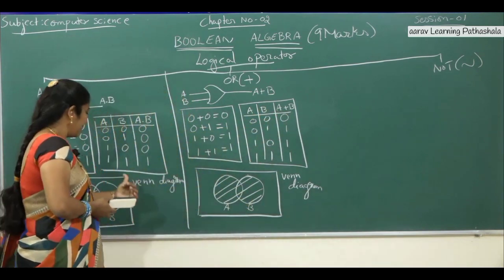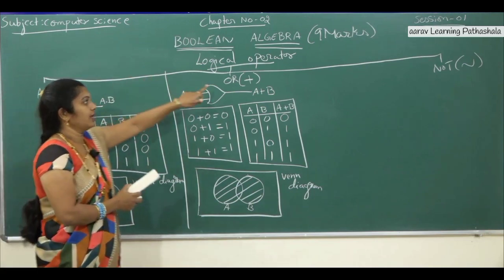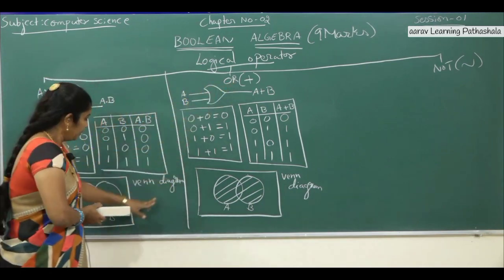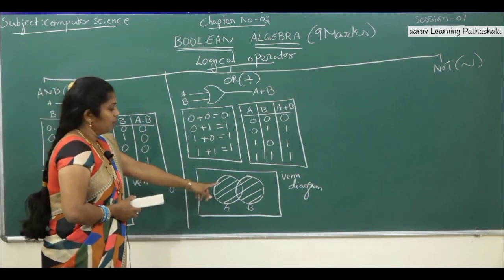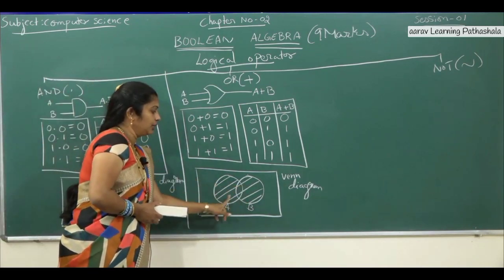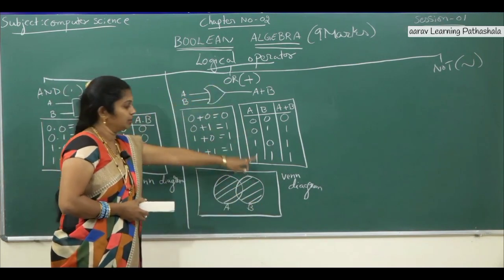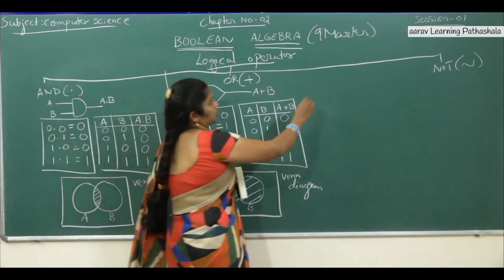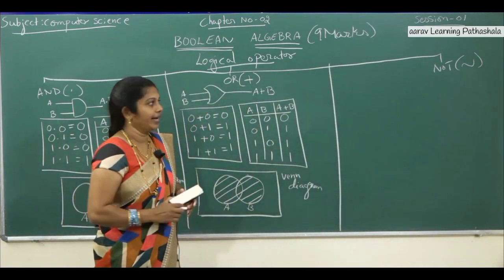Two years back there was a question: write the Venn diagram for AND operation as well as for OR operation. Then if you write the symbol, then you will get full marks. See, compulsorily you have to shade both the part A as well as part B to represent the OR Venn diagram. Next one, how to represent NOT gate or inverter gate.